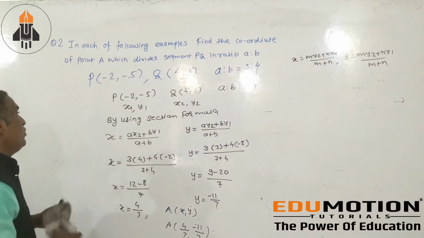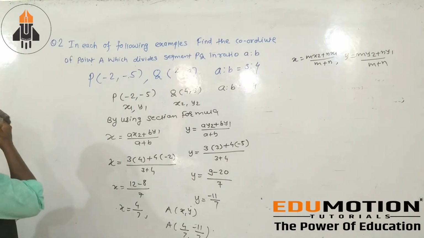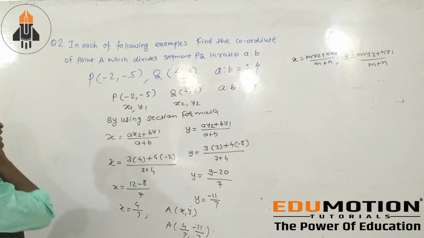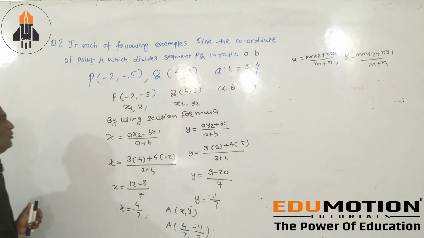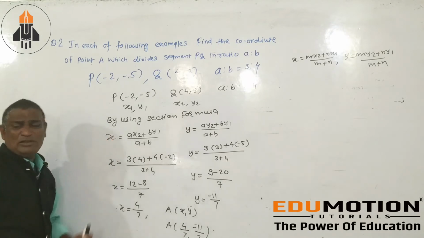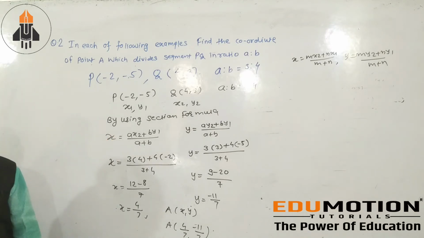In the second question, only change the value of p and then change the value of q, and then change a is to b, that is equals to 3 is to 4. That is your second problem. Okay, nothing else, just use the section formula and find the answer. Next is the third.